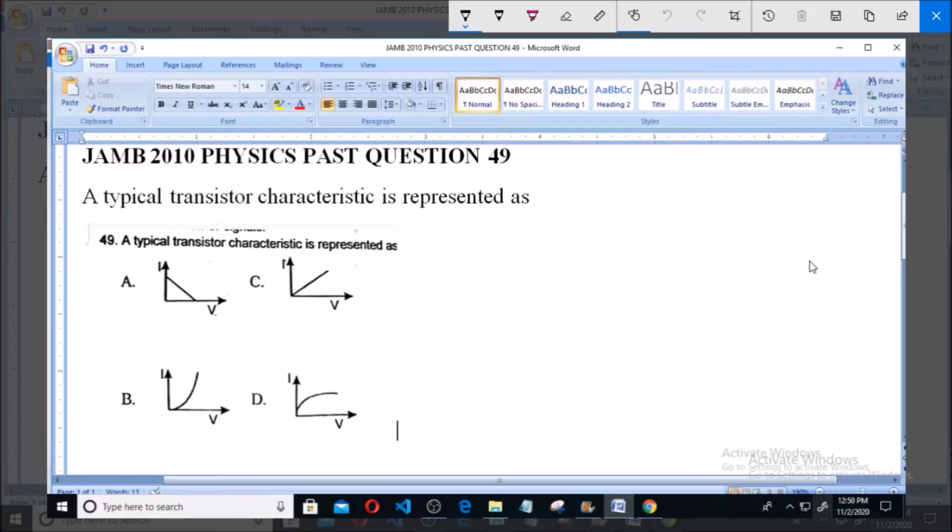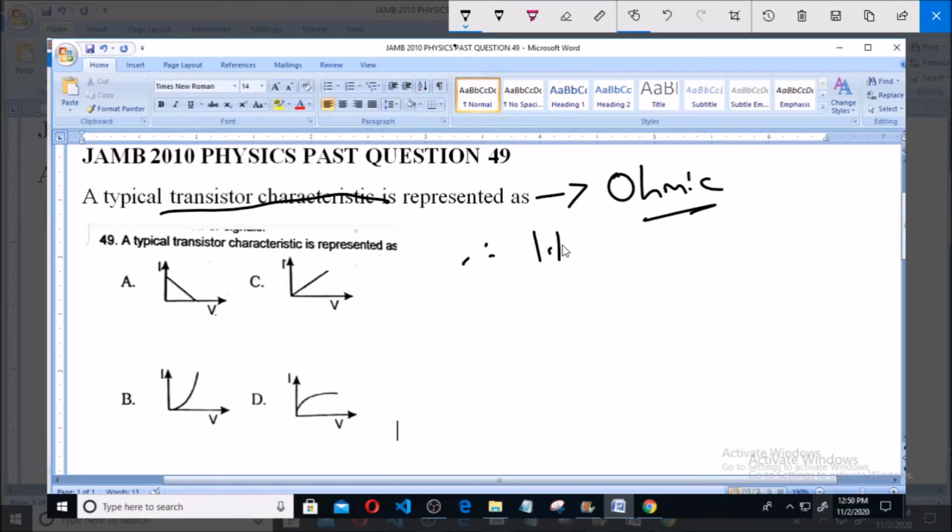A typical transistor characteristic is represented as, so you have four separate graphs here, A, B, C and D, and we are asked for which one represents the typical transistor characteristic. Now it's important to know that a typical characteristic is ohmic.